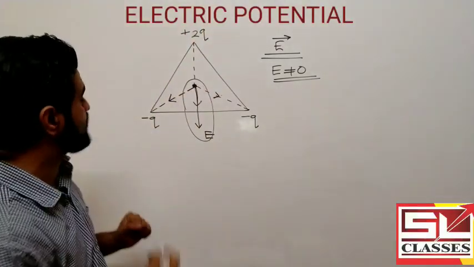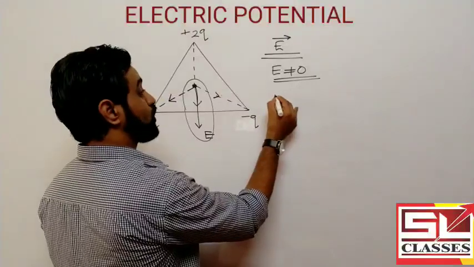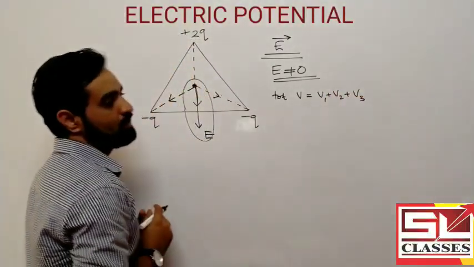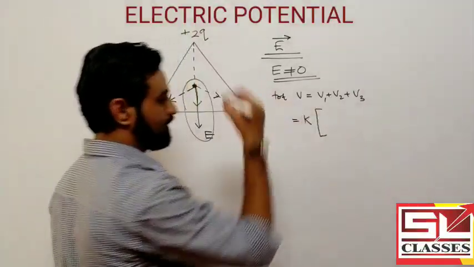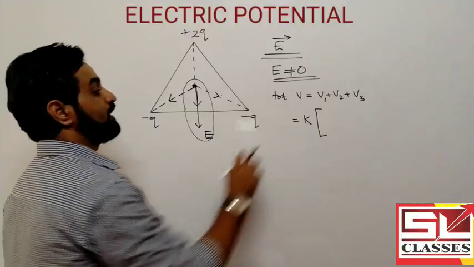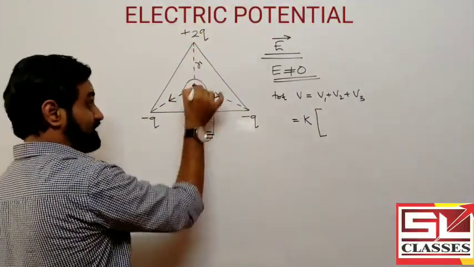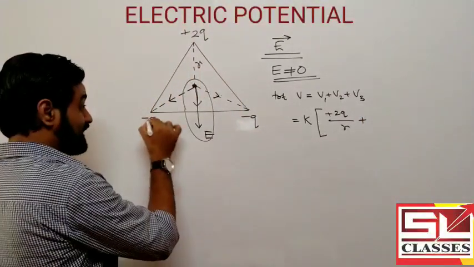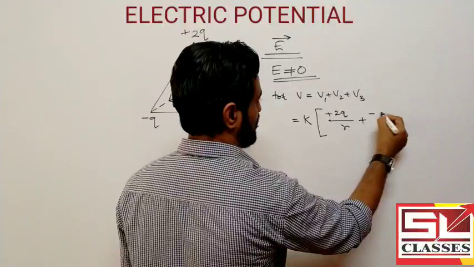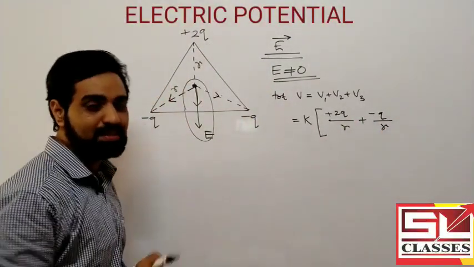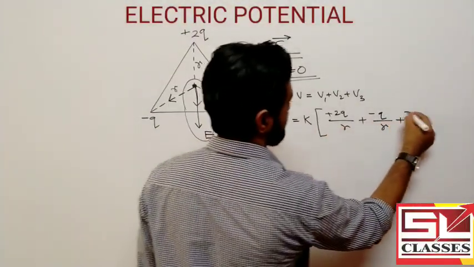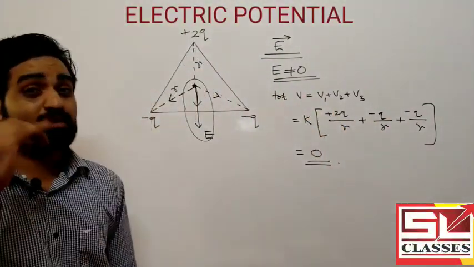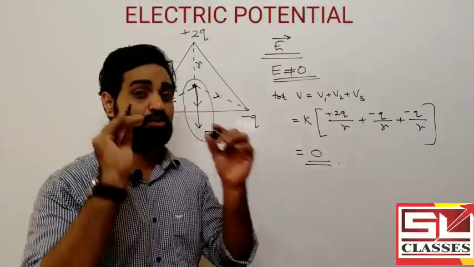Also, there is a positive 2q charge and two negative q charges. So the total potential is V equals V1 plus V2 plus V3. By calculating this, we have a common k, that is 1 by 4 pi epsilon 0, that we can take outside. Then V1, that is potential due to this plus 2q with this distance, we can take this distance as r. So plus 2q divided by r, plus another charge is minus q with the same distance r, so the next potential will be minus q by r. The equation is charge by distance for potential, plus again one more negative charge, minus q divided by r. It's very clear, when we add these values you will get a zero result. So at this midpoint potential is zero and electric field will not be zero. That is the answer. So hope you got the correct option.